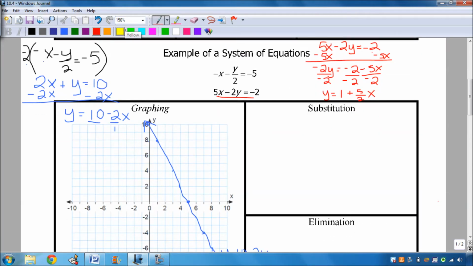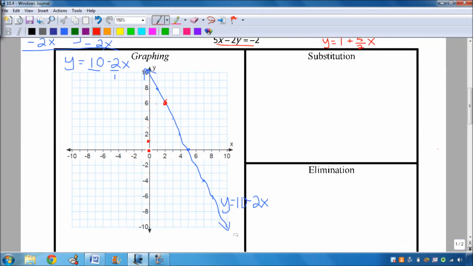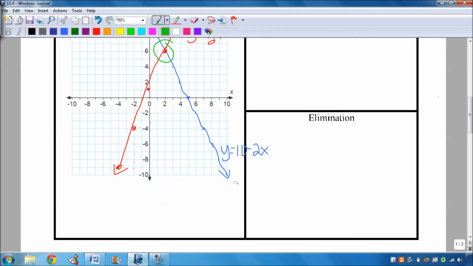So that means I'm going to start at 1 on the y-axis, I'm going to go up 1, 2, 3, 4, 5, and over 2. I don't have enough room to go up 5 and over 2 again, so I'm going to go down 5, 1, 2, 3, 4, 5, and over 2. All right, down 5 and over 2. So then when I connect those dots, that's my second line. So I'm going to say y equals 5 over 2x plus 1. And then where they intersect is where my answer is. So this means that my answer is going to be 2, 6.